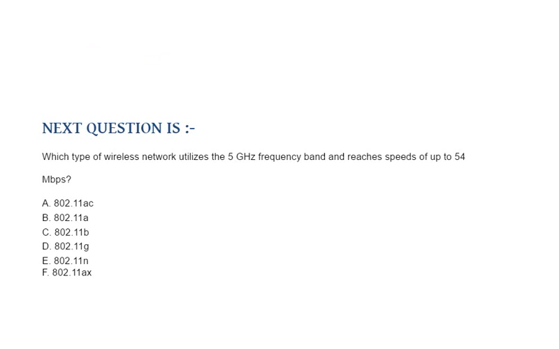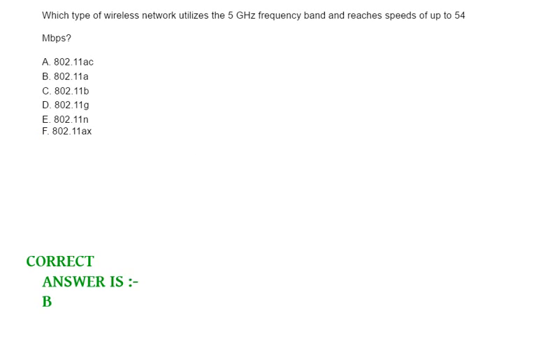Next question is, which type of wireless network utilizes the 5 GHz frequency band and reaches speeds of up to 54 Mbps? Option A. 802.11ac. Option B. 802.11a. Option C. 802.11b. Option D. 802.11g. Option E. 802.11n. Option F. 802.11ax. Correct answer is option B.